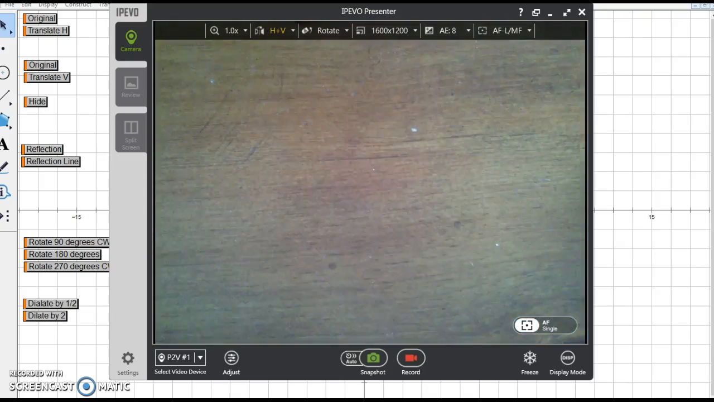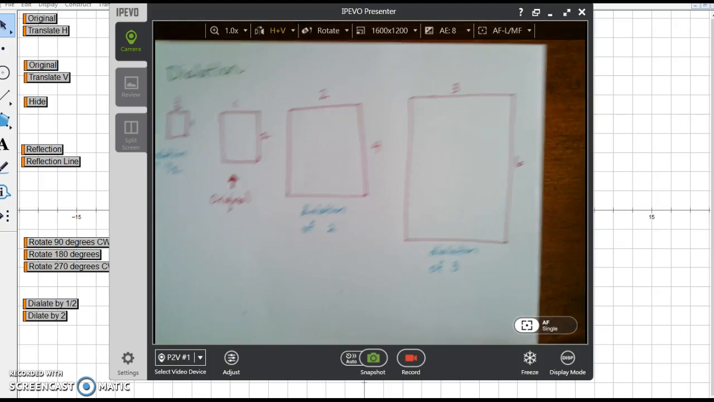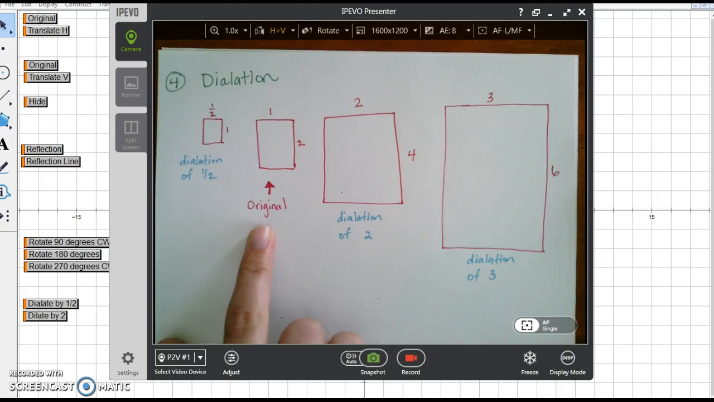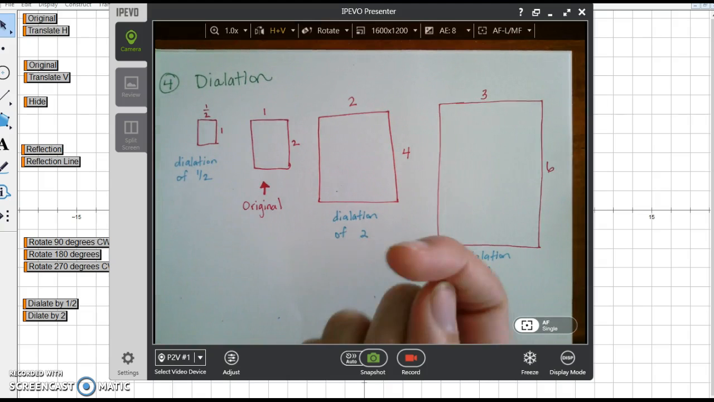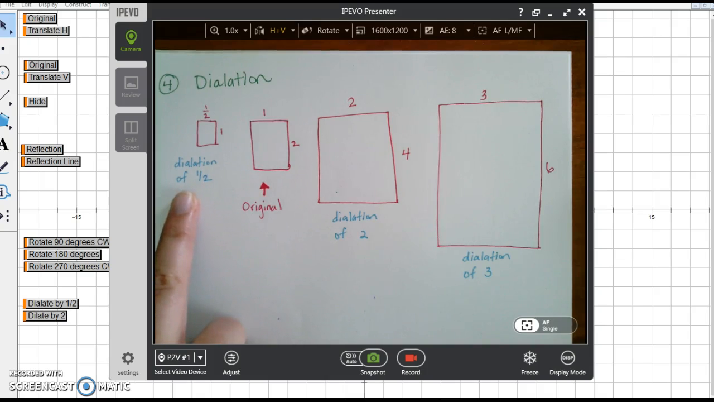Our last type of transformation is a dilation. And a dilation just makes something bigger or smaller. So with our dilation here, I've marked this one as the original rectangle. It's a 1/2 rectangle. So if I was to do a dilation of 1/2, that means I'm going to cut it in half. Well, anytime you cut something in half, it gets smaller.